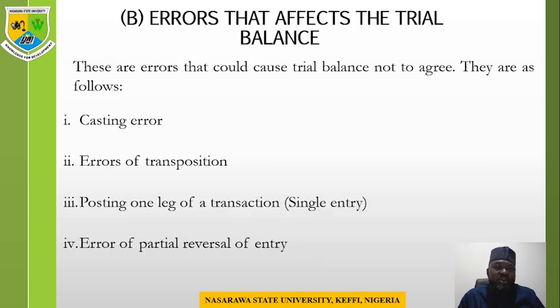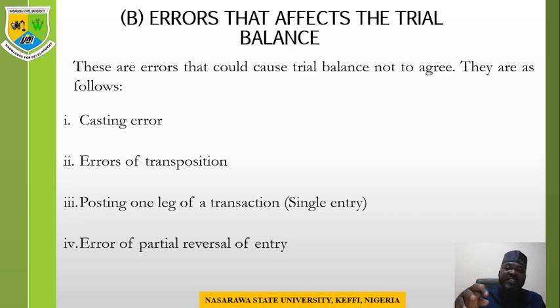The second category of errors are, of course, those errors that could cause the trial balance not to balance, meaning errors that affect balancing of trial balance. The first one is a casting error, either undercast, overcast, as the case may be. And then we have errors of transposition. Here, this is where you change the position of numbers or figures or amounts.